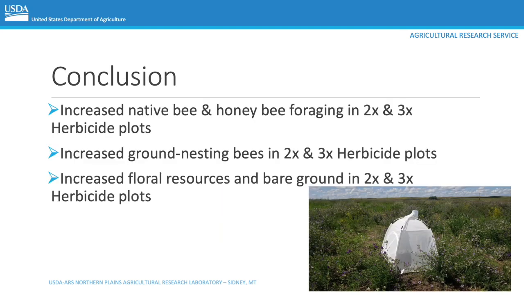And so the conclusion of this study is that we had increased native bee and honeybee foraging in the herbicided plots. We had increased ground nesting bees utilizing the herbicide plots. And most of this was due to an increase in floral resources and bare ground in the herbicide plots.